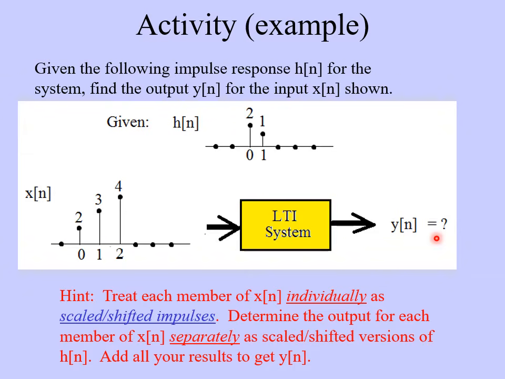What will we get for our output here? To figure this out, all you have to know is the impulse response and these values and where they are. The hint here is to treat each of these input values individually as scaled and shifted impulses, and determine the output for each member of x of n separately as scaled and shifted versions of h of n, and then finally use superposition to add all the results together to get y of n. So go ahead and pause the video and see if you can figure out what the output y of n of this system would be given this and this.